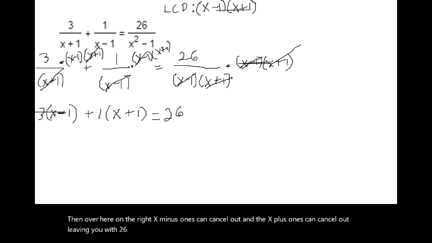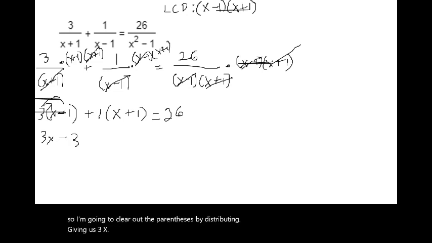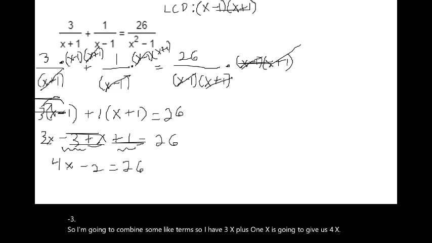Now that the fractions are gone, I'm going to simplify this and begin to solve it. I'm going to clear out the parentheses by distributing, giving us 3x minus 3. Plus 1 times anything is itself, so x plus 1 equals 26. So I'm going to combine some like terms. 3x plus 1x is going to give us 4x. Then negative 3 plus 1 is minus 2 equals 26.